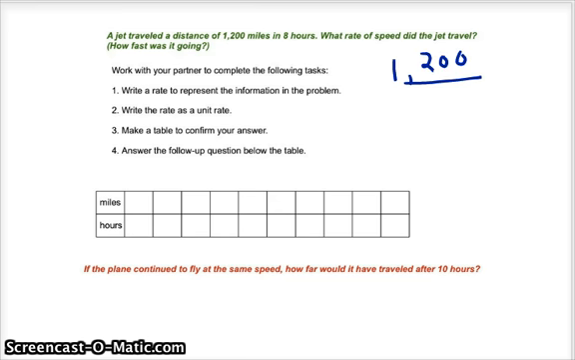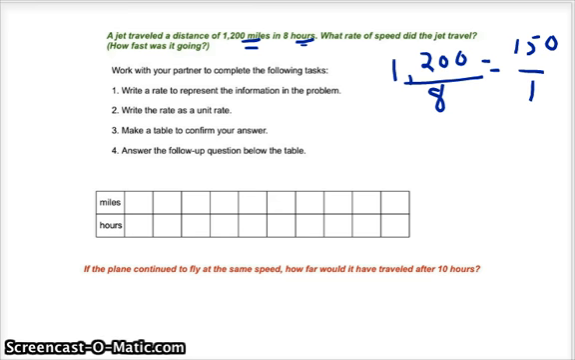So the first thing we're going to do is write this as a ratio. And this ratio is a rate because we're comparing miles to hours. They have two different units of measurement. To make this a unit rate, I'm going to write a rate with a denominator of 1. 8 divided by 8 is 1. 1,200 divided by 8 is 150.